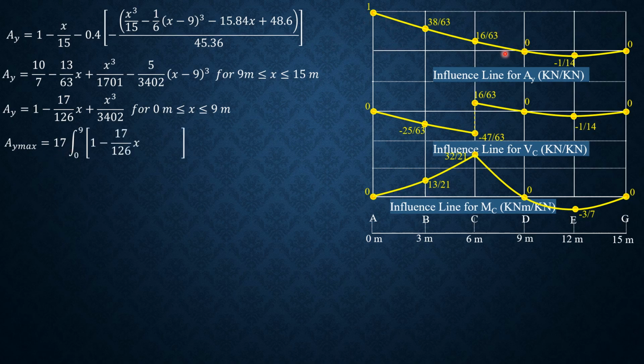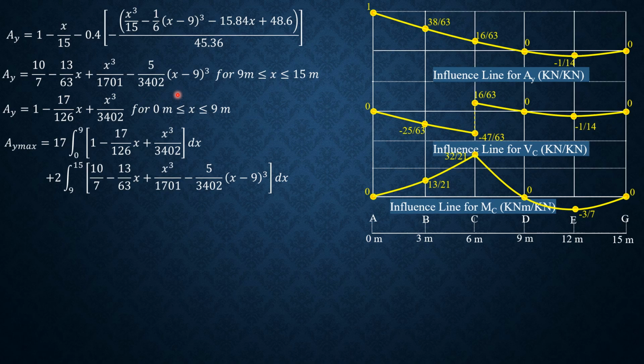So AY max by using the equation is the area under this curve: integral from 0 to 9 of the equation of this curve, 1 minus 17 over 126x plus x cubed over 3402, then dx, times 17. Then plus 2 times the second integral. This one is due to dead load only, uniform. The equation is 10 over 7 minus 13 over 36x plus x cubed over 1701 minus 5 times quantity x minus 9 cubed over 3402. Then times the uniform load 2, and this is the area.